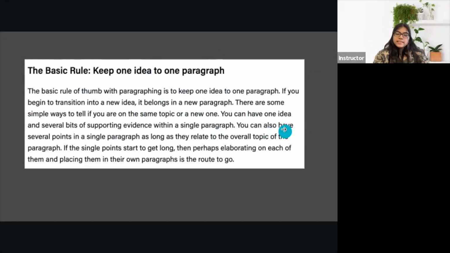So yeah, you can have one idea and several bits of supporting evidence. You can also have several points in a single paragraph as long as they relate to the overall topic of the paragraph. If the single points start to get long, then perhaps elaborating on each of them and placing them in their own paragraphs is the route to go.